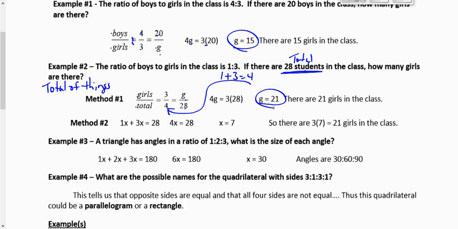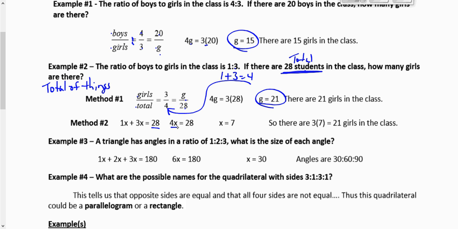Does that make sense? What's that multiple? We don't know. What do we let stand for what we don't know in math? X, right? So do you see what we have here? 1x plus 3x gives us a total of 28 students. Okay, combine like terms. What's 1x plus 3x?